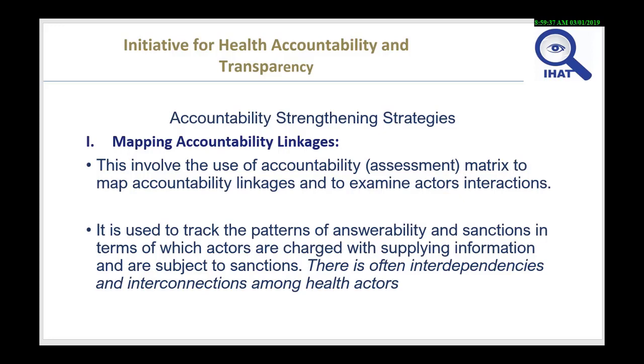Now, looking at accountability strengthening strategies, there are 3 categories of strategies. The first one is mapping accountability linkages in organizations. This involves the use of an accountability matrix, which is an assessment tool to mark accountability linkages and to examine how the actors interact. There are often interdependencies and interconnections among accountability actors in the health system. Therefore, this matrix is used to track the patterns of answerability and sanctions in terms of which actors are charged with supplying information and are subject to sanctions.